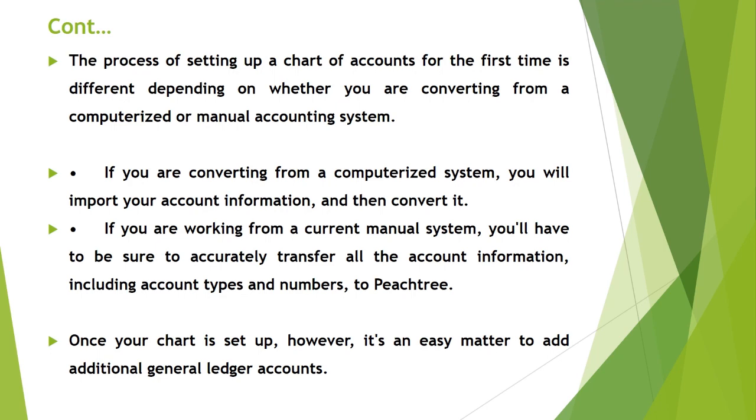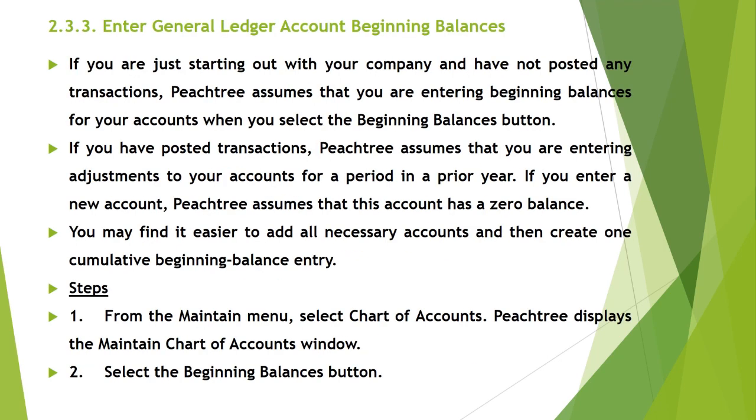The process of setting up a chart of accounts for the first time is different depending on whether you are converting from a computerized or manual accounting system. If you are converting from a computerized system, you will import your account information and then convert it. If you are working from a current manual system, you'll have to be sure to accurately transfer all the account information, including account types and numbers, to Peachtree. Once your chart is set up, however, it's an easy matter to add additional general ledger accounts.